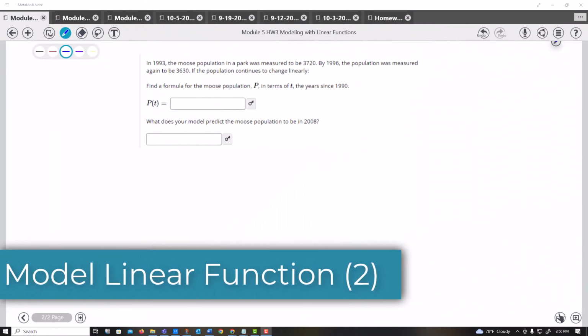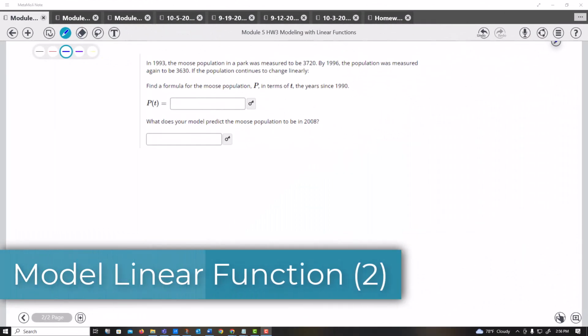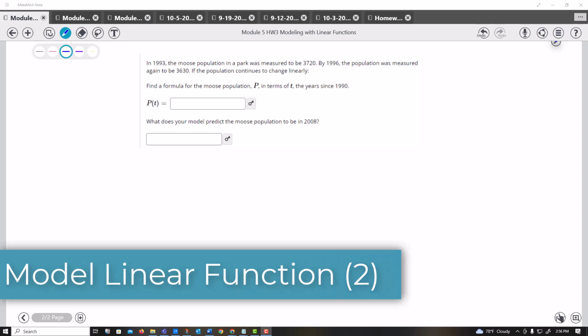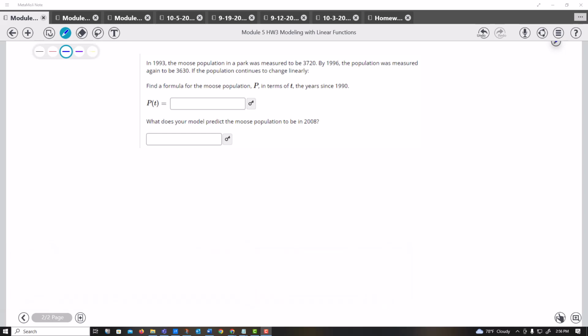All right, let's see if we can model this information with a linear function. So it says in 1993, the moose population was measured at 3720. I'm just visualizing this. I bet time is going to be on the x-axis, as it typically is, and this is going to be the population.